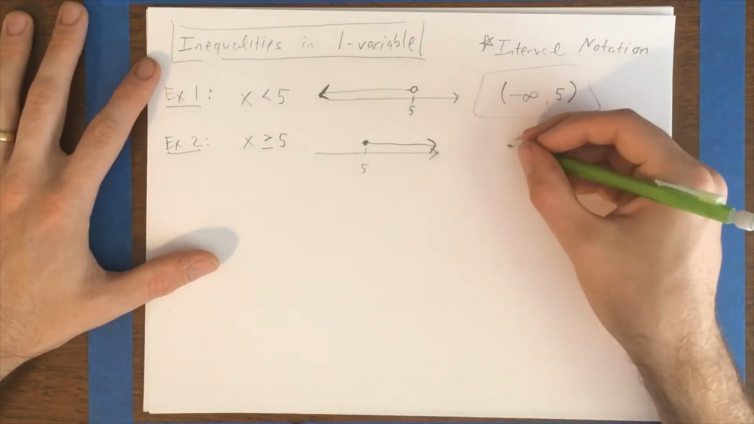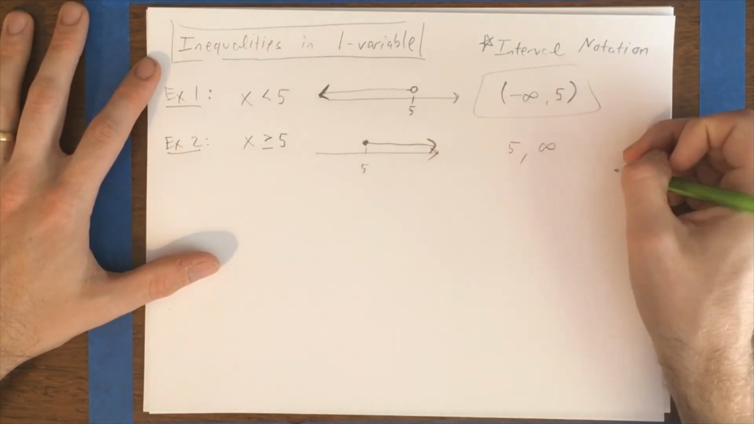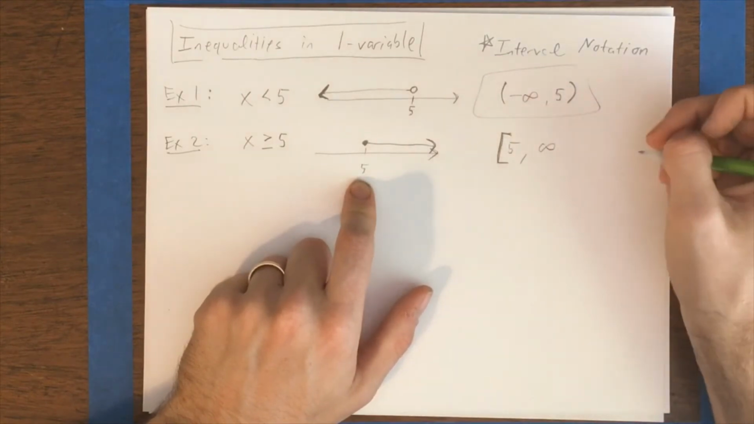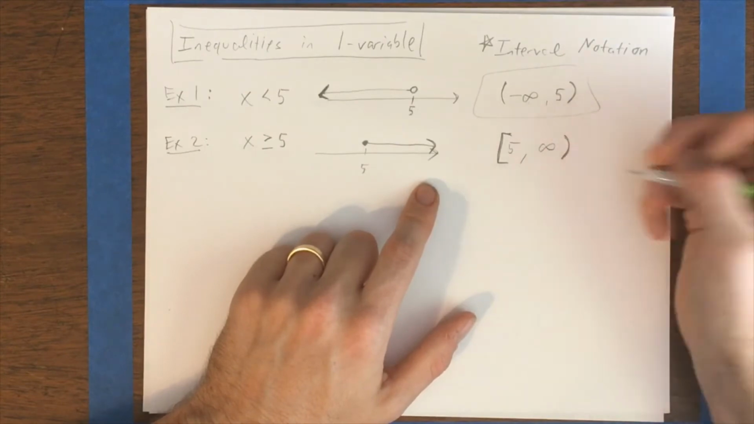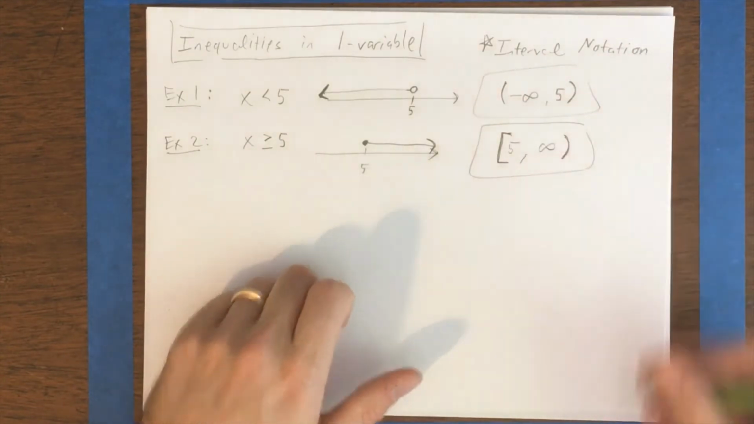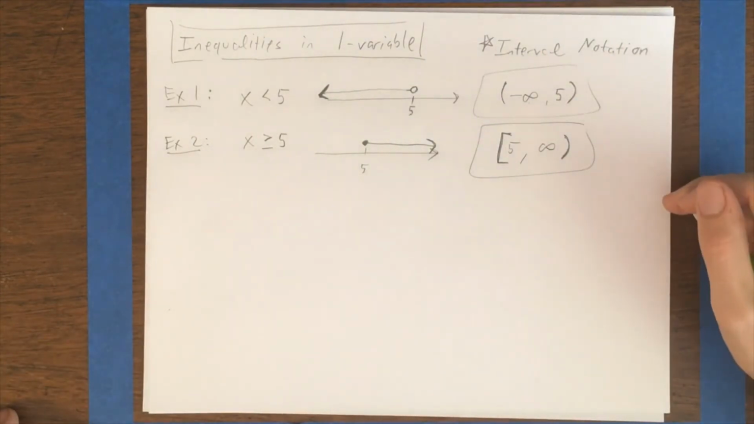And then in this one, now 5 is on the left, and on the right is infinity. Since it's allowed to equal 5, we'll use a square bracket this time instead of a parenthesis. But for infinity, it can't actually equal infinity. That's never allowed, so we'll use a parenthesis again. So that's basically the basics of interval notation.